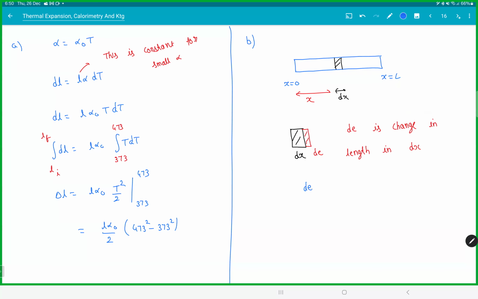Therefore, now delta L will be dE, L will be dx, alpha delta t. Making sense? You can't find it for the whole rod in one go because alpha is changing for every point. So you take such a small dx, you can assume the alpha is the same for that dx. So E is equal to integral of alpha naught x dx delta t. Now remember, delta t is actually constant here. It's 100 degrees. This will be alpha naught into 100 into x square by 2, from 0 to L. So this will be 50 alpha naught L square.